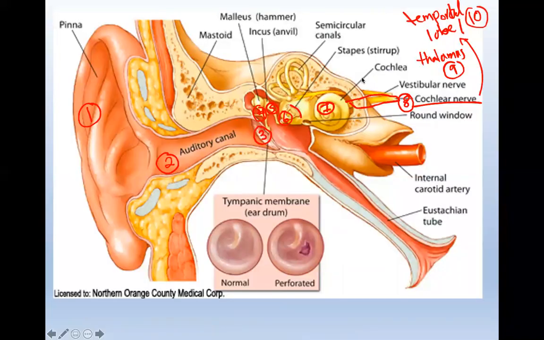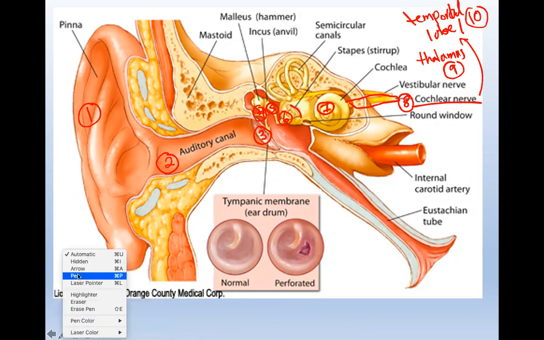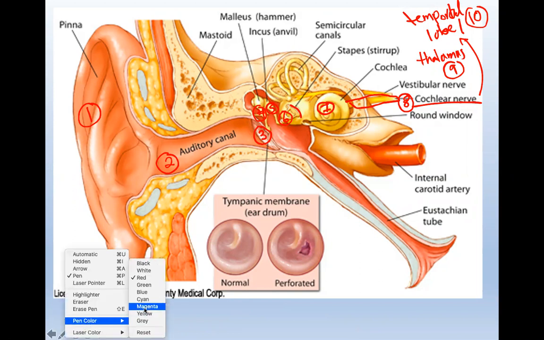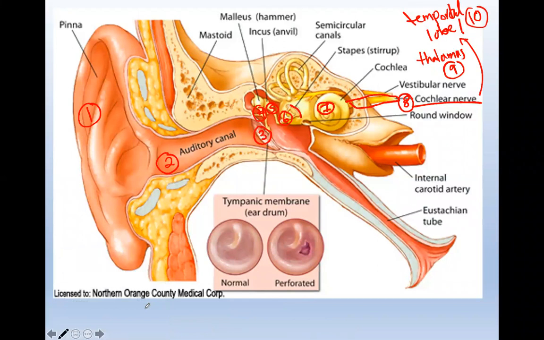Now, inside your ear, connecting your ear to your pharynx or your throat, you have another tube, and this tube is referred to as the eustachian tube, or it may also be known as the pharyngotympanic tube. This tube again connects the throat to the middle ear. So this tube you see right here labeled as eustachian tube.